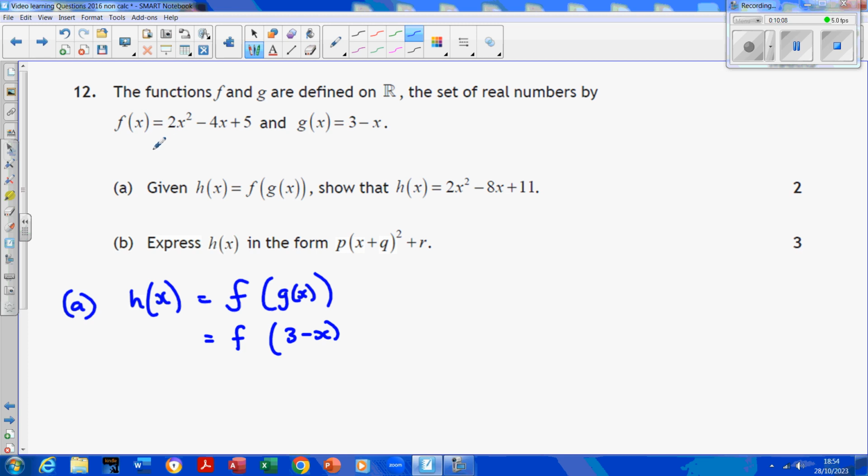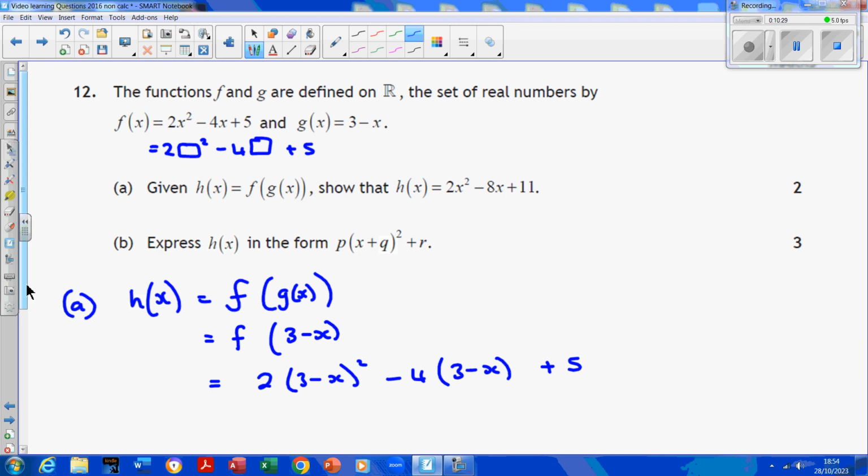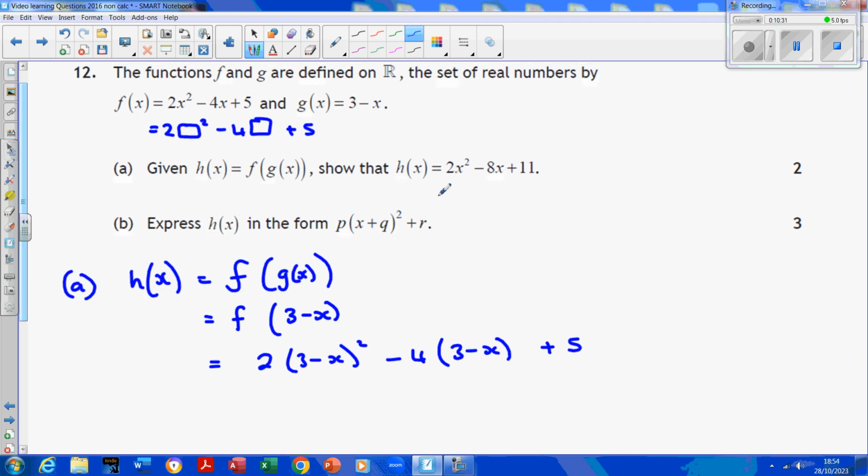So that function is doing 2 times whatever is in the bracket squared, minus 4 times whatever is in the bracket, and then add on 5. So we're really replacing that bracket with 3 minus x. So that becomes 2 times (3 minus x) all squared, minus 4 times (3 minus x), plus 5. So we want to tidy that up a wee bit because we've got to show it's equal to that.